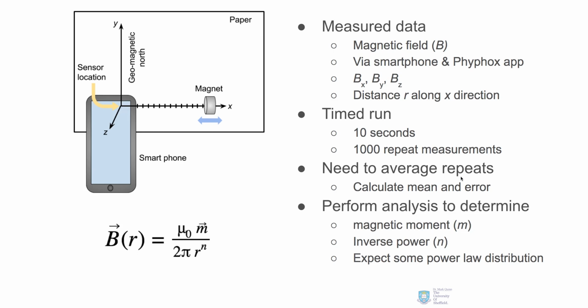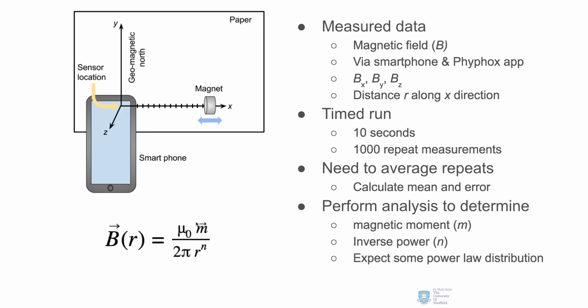Initially, we had to perform a statistical averaging of all the repeat data. So if you're interested in that, look at the previous video. In this video, we're going to look at how we can perform a nonlinear analysis of this data, because the data follows a physical model for a magnetic field, which is B, which depends on a couple of constants here.